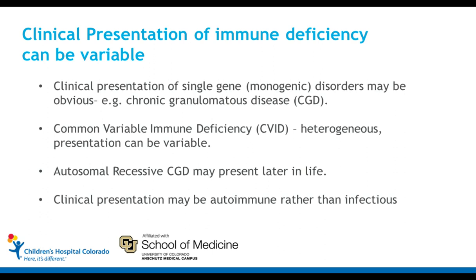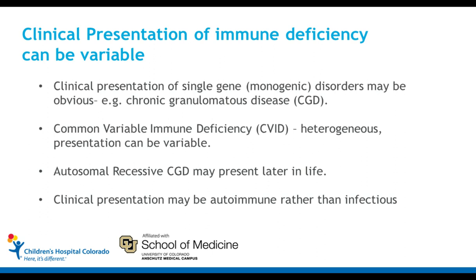Common variable immune deficiency, on the other hand, is a very heterogeneous presentation. It can present at any age. Patients may present with recurrent infections. They can present with chronic lung disease, with gastrointestinal disease, autoimmune disease, or even increased incidence of lymphoma. So CVID, or common variable immune deficiency, is sometimes thought of as a catch-all bucket for immune deficiency, and the presentation can be highly variable.